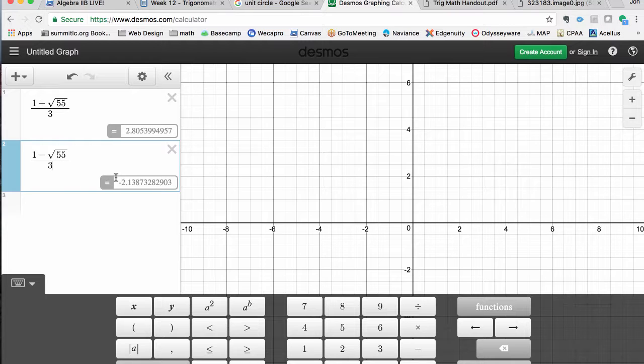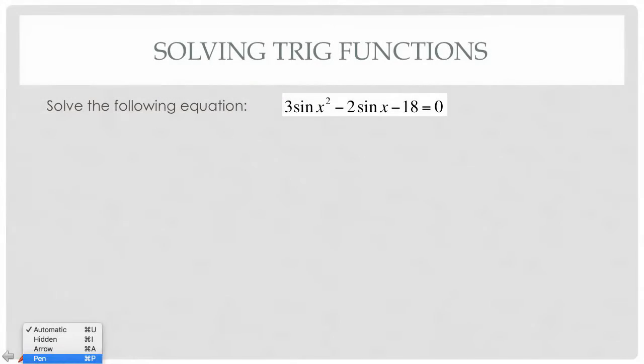So at this point, I can conclude, since one number is about 2.8 and the other is negative 2.1, let's go back here. So we lost all our previous algebra, but that's okay. But now we've got the sine of some number equaled 2.8.